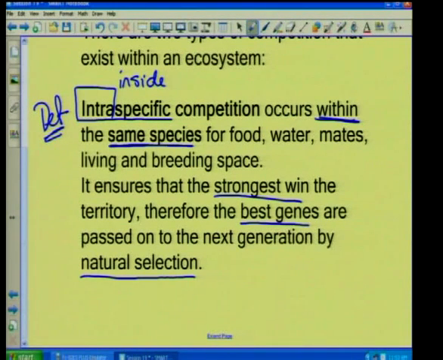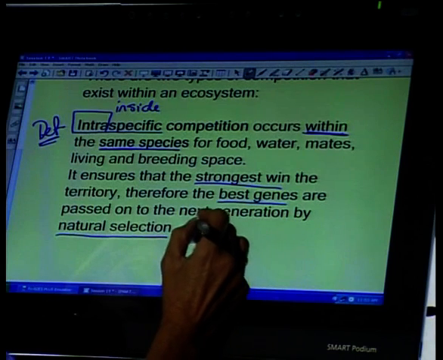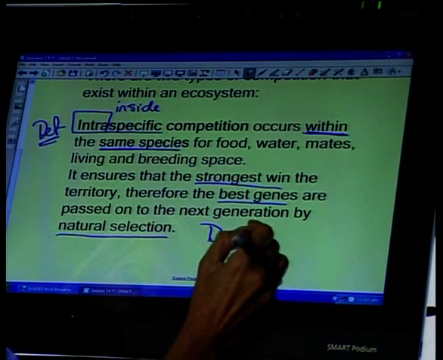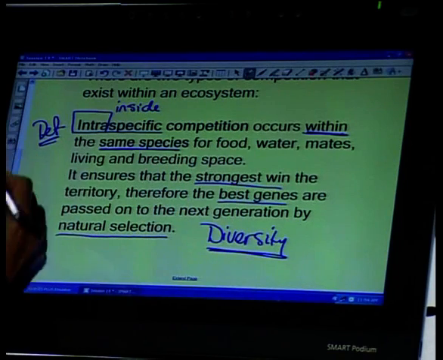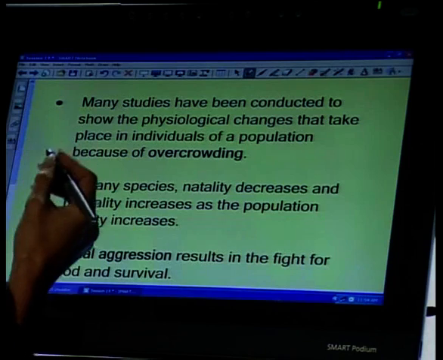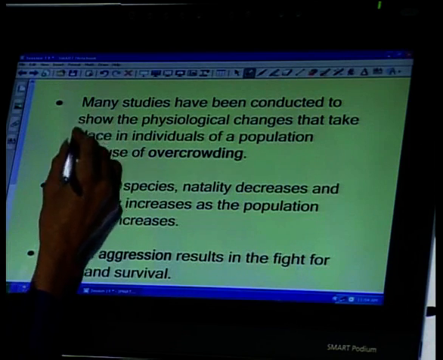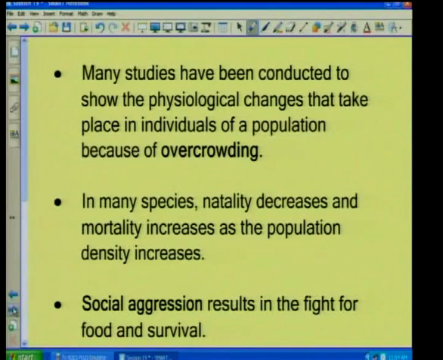And this whole process here forms part of what we call diversity. And diversity is what we are going to do in our next section of work. So it's part of the whole survival of the fittest and natural selection. Intraspecific. The strongest are going to get the mates, they're going to get the living space because they're going to fight for it.